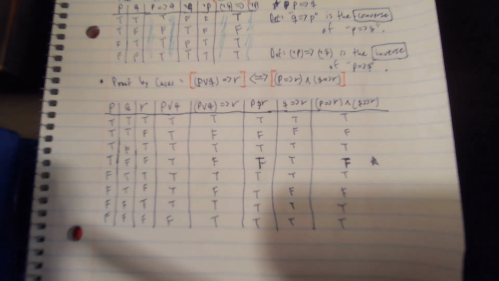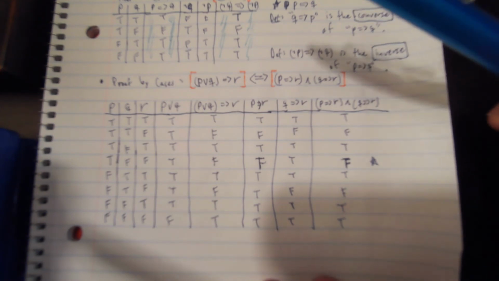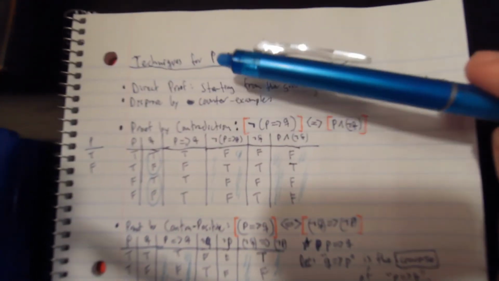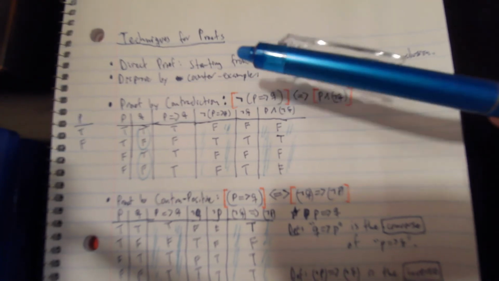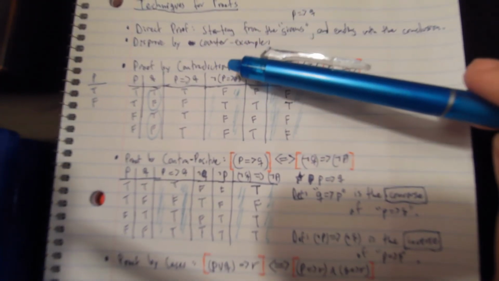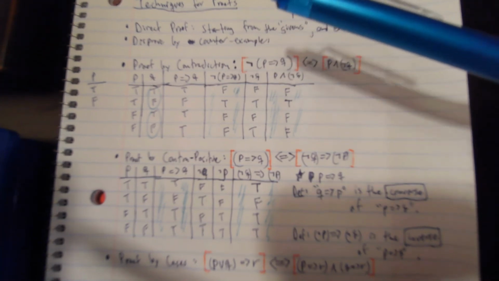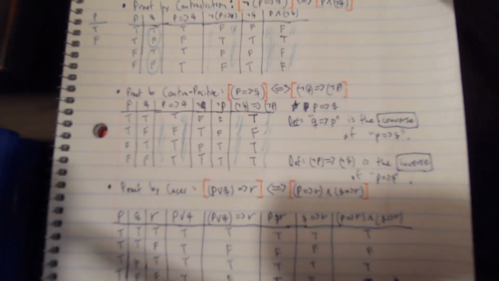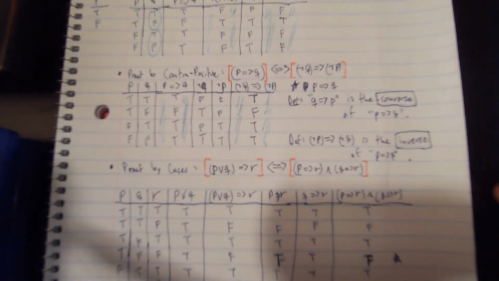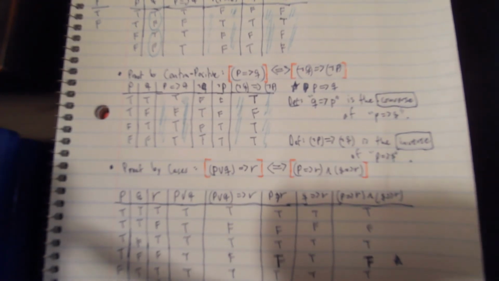So yeah, these are basically the major ways of proving stuff. So direct proof, proof by counterexample when you want to disprove somebody. Proof by contradiction, you'll see this a lot. Proof by contrapositive and proof by cases. Well, again, I don't want this to be a gigantic video, so I'm going to leave it right there.